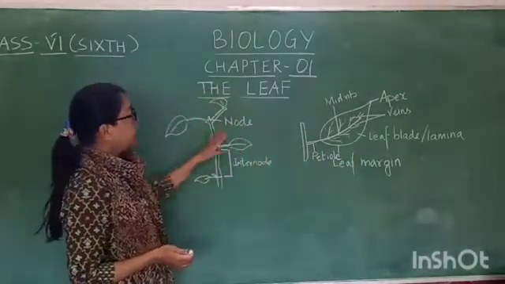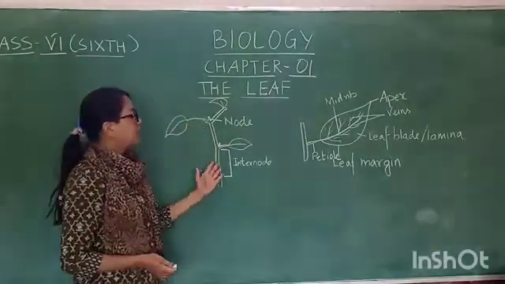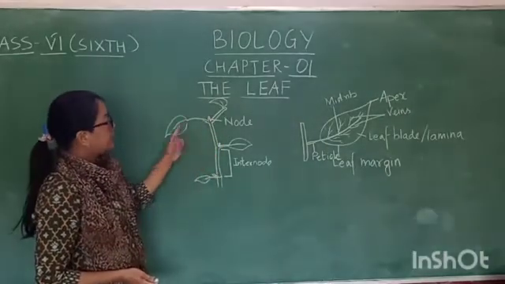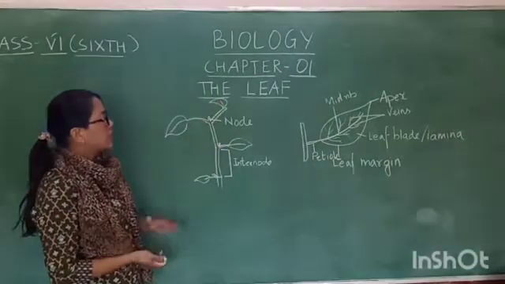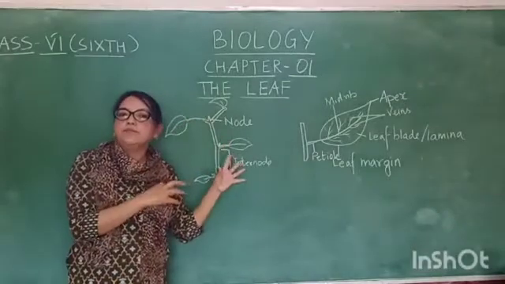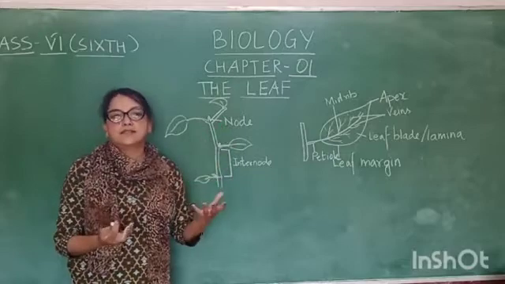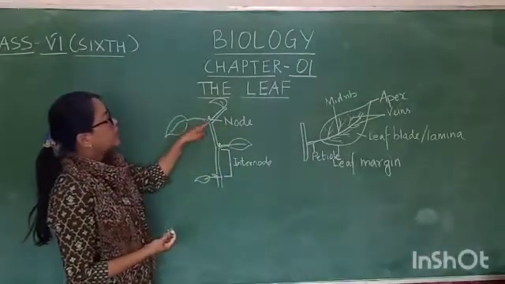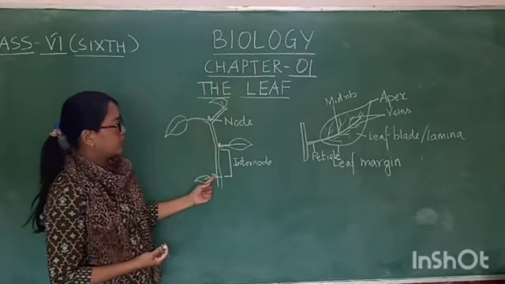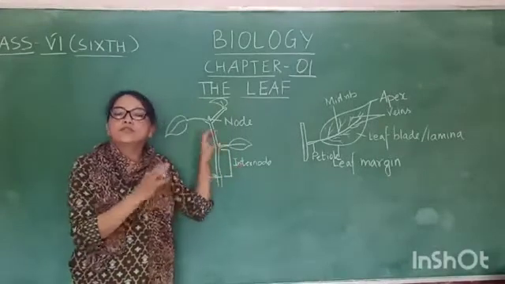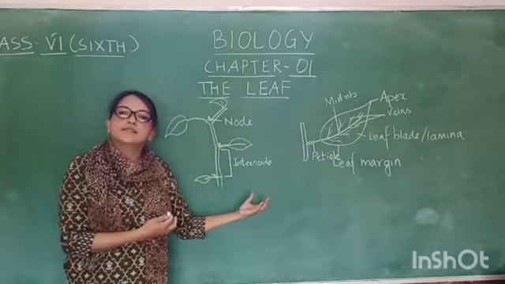Now, here you can see a plant, and how leaves are arranged in a plant. This is the stem and these are the leaves. Now there is a point in the stem or branches of the plant where the leaf arises. That point is known as the node. Here is the node, here is the node, here is the node. It is the point on the stem or on the branches where the leaf arises.